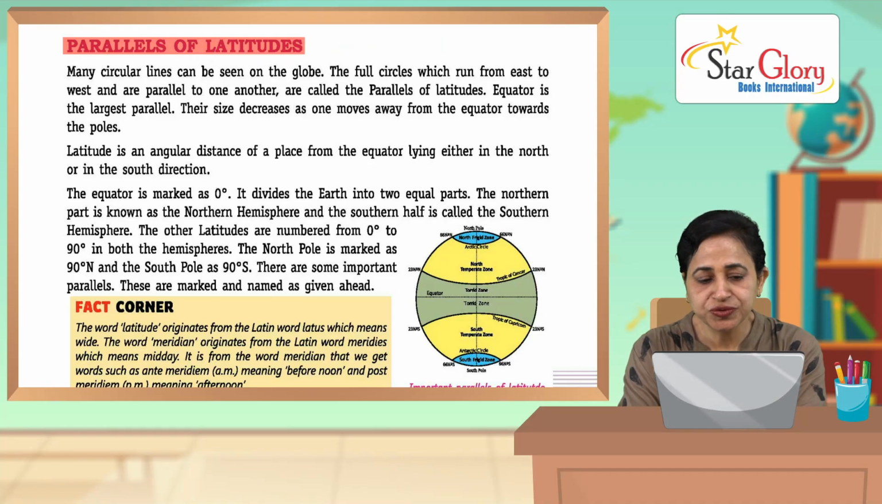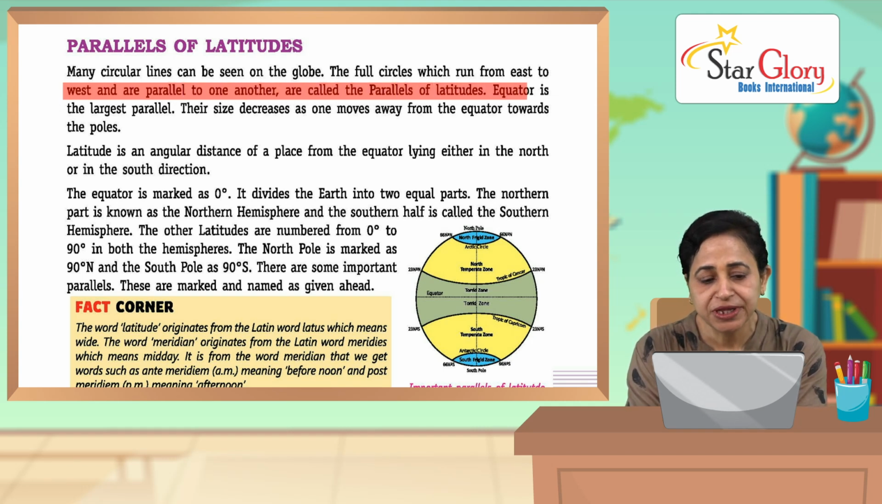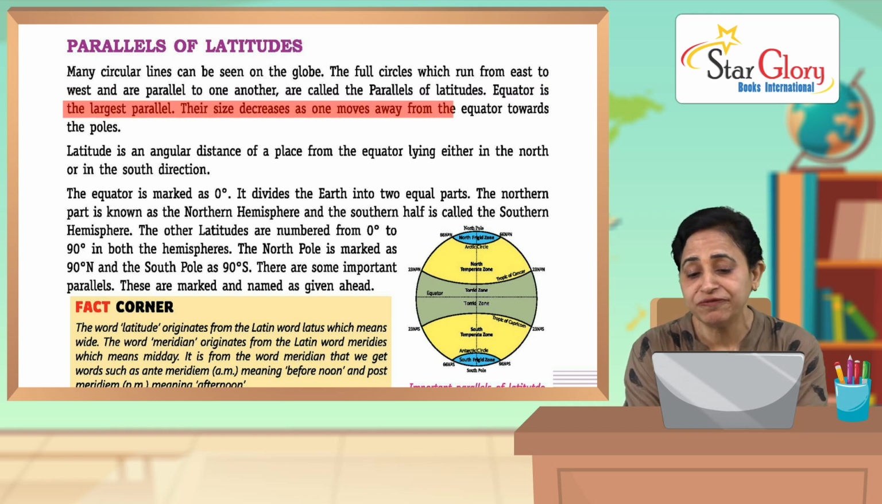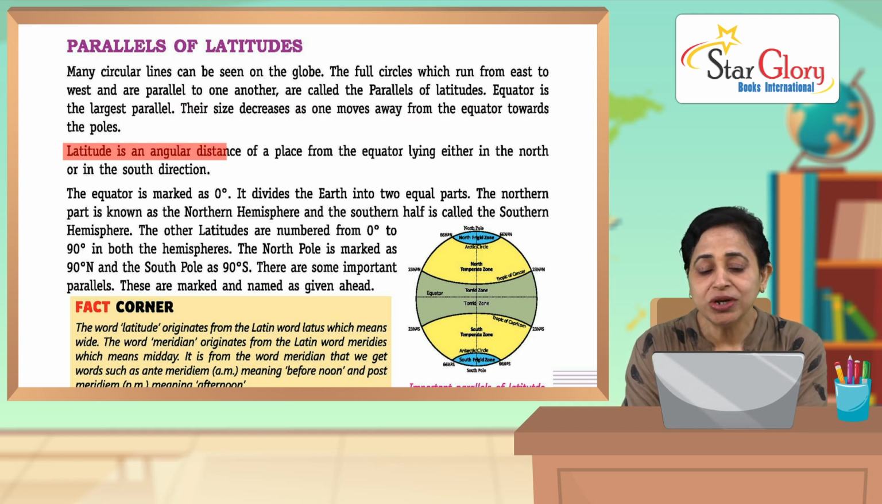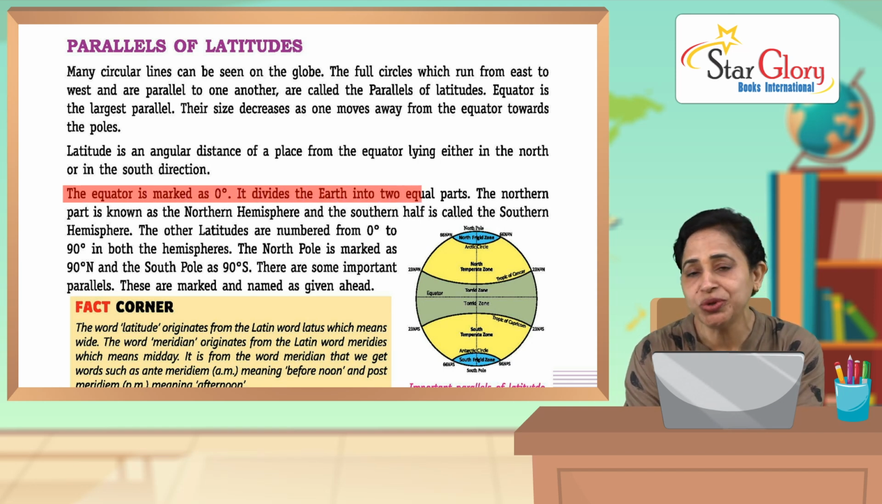Parallels of latitudes. Many circular lines can be seen on the globe, and the full circles which run from east to west and are parallel to one another are called the parallels of latitudes. Equator is the largest parallel and their size decreases as one moves away from the equator towards the poles. Latitude is an angular distance of a place from the equator lying either in the north or in the south direction. The equator is marked as 0 degree.